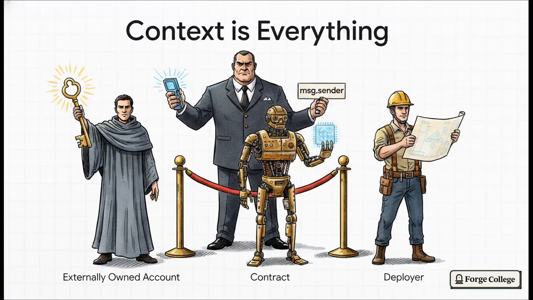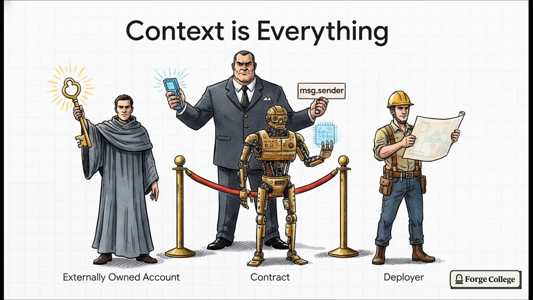But context is literally everything. msg.sender actually changes its identity based on how the function is called. If a human user with a wallet calls your contract, msg.sender is that user's externally owned account. But if another smart contract calls your function, msg.sender becomes that other contract's address. And importantly, during the one-time deployment of your contract, msg.sender is the address of the person deploying it.